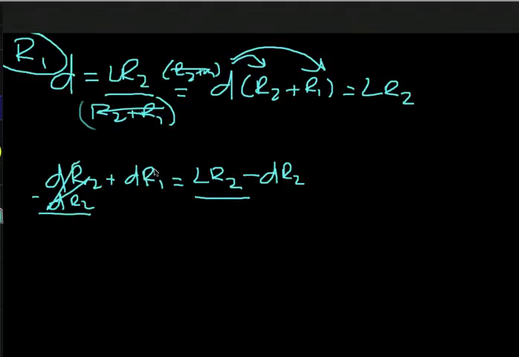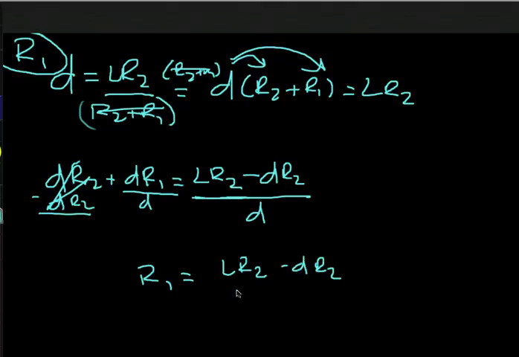So now I just need to get R1 by itself, so then I can divide by the D. Divide this whole side by the D. So then what I end up with for my final answer is R1 equals (LR2 minus DR2) over D.